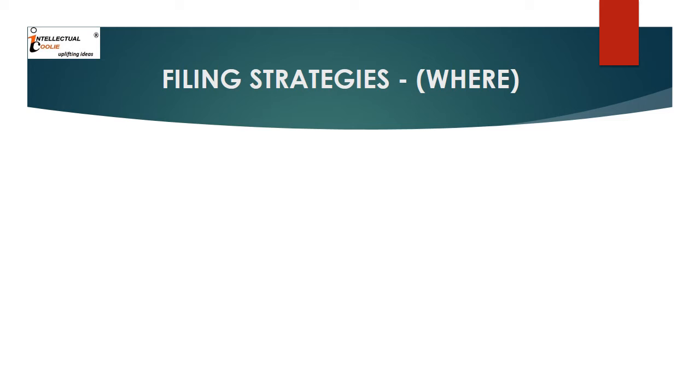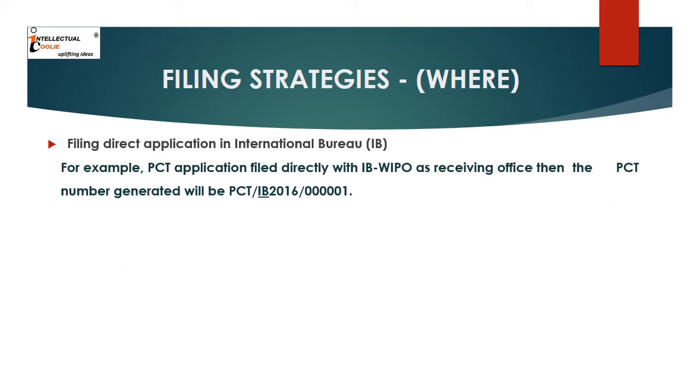So next is filing strategies. Now I told you that you need to decide your ISA, that is the International Search Authority. In the same way you need to decide your receiving office also. So if you are an Indian applicant, by default you decide India as your receiving office. That is not compulsory, but usually people decide that. But you also have an option to choose the International Bureau as your receiving office.